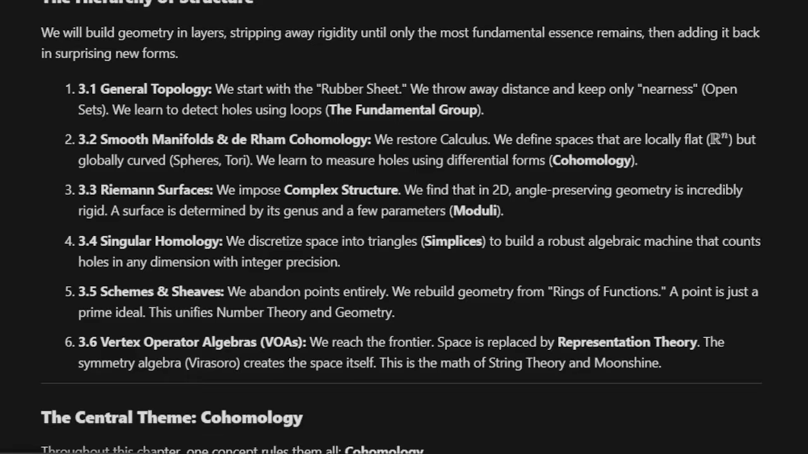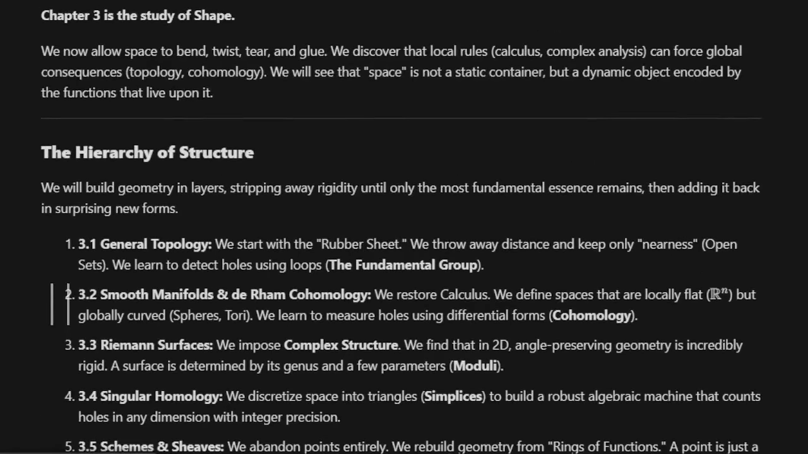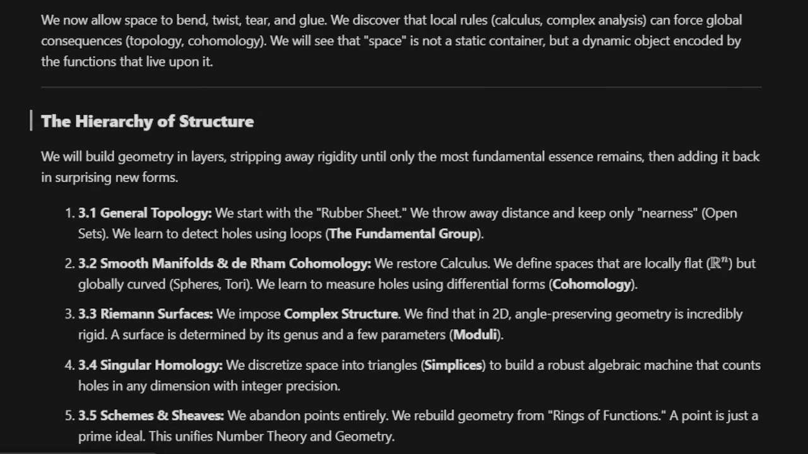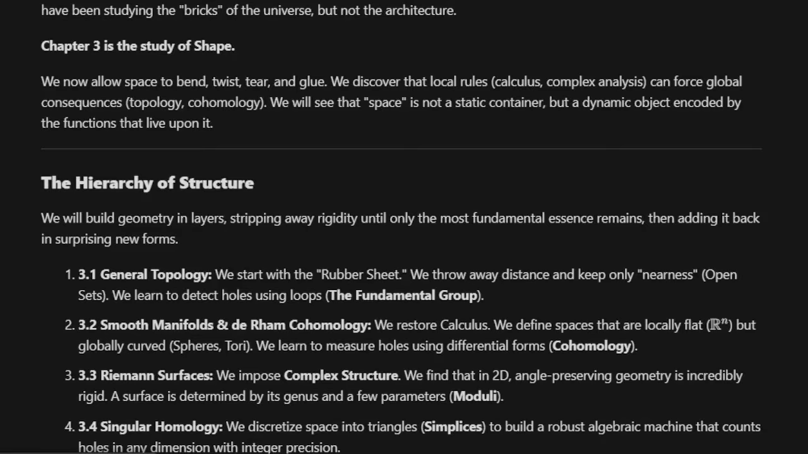So, we're going to discover basically that there are some local rules to creating these coordinate systems. They're like laws of calculus or complex analysis, right? They can force global consequences on spaces like this. So we'll see here that space is not just a static container where things happen, but really it's a dynamic object itself, right? The space itself is changing, and it's encoded by functions that live upon it.